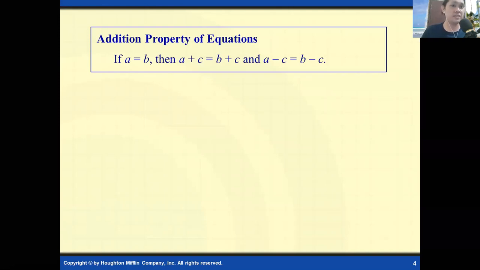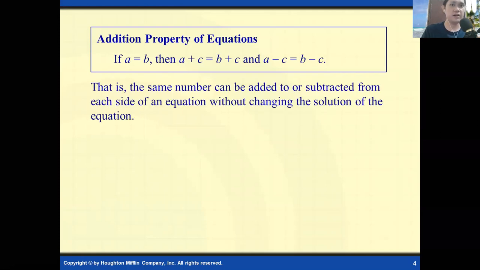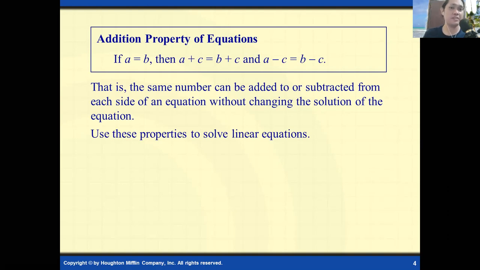According to this property, if A is equal to B, then A plus C is equal to B plus C, and A minus C is equal to B minus C. That is, the same number can be added to or subtracted from each side of an equation without changing the solution of the equation. Again, the same number can be added to or subtracted from each side of an equation without changing the solution. This property is very helpful to solve linear equations in one variable.